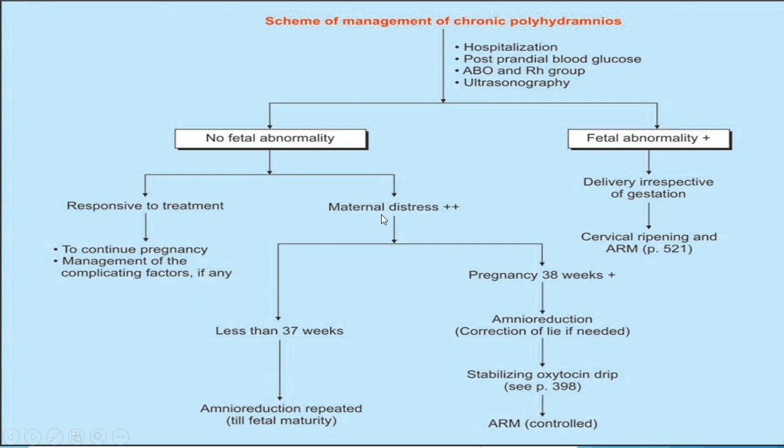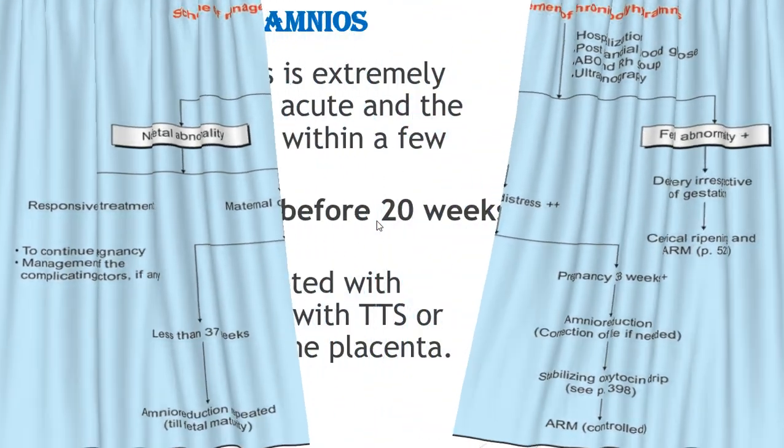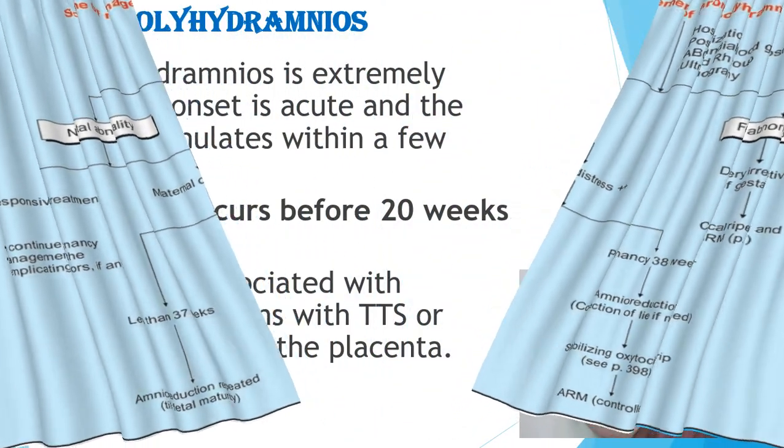If there is no fetal abnormality but maternal distress is present, and the pregnancy is less than 37 weeks, amnio reduction is done and repeated till fetal maturity. And if the pregnancy is more than 37, that is 38 weeks plus, amnio reduction and correction of the lie is needed, then stabilized by the oxytocin drip, then ARM, that is controlled. And if there is fetal abnormality, delivery is done irrespective of gestation, with cervical ripening and ARM as the method of delivery. This is a scheme of managing. You are clear about this management.